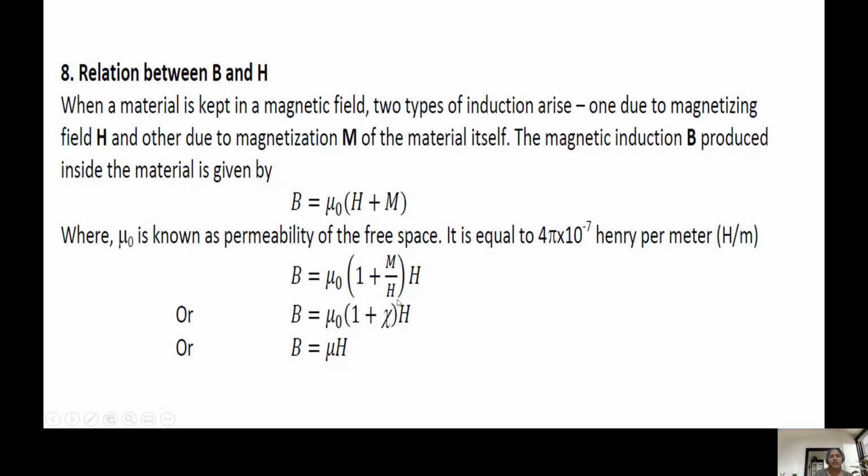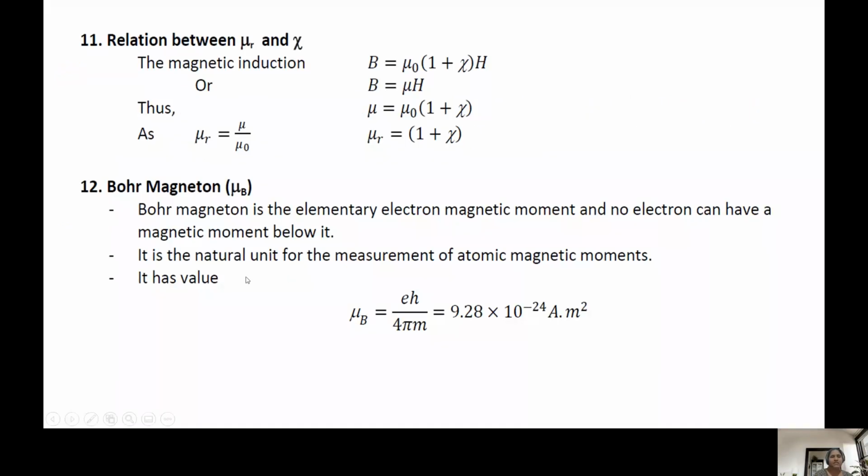So M upon H is nothing but a susceptibility, represented here with kappa. Here, mu naught into 1 plus psi can be written as B is equal to mu into H. This is the relation between B and H, which represents the permeability of the medium, that is B upon H.